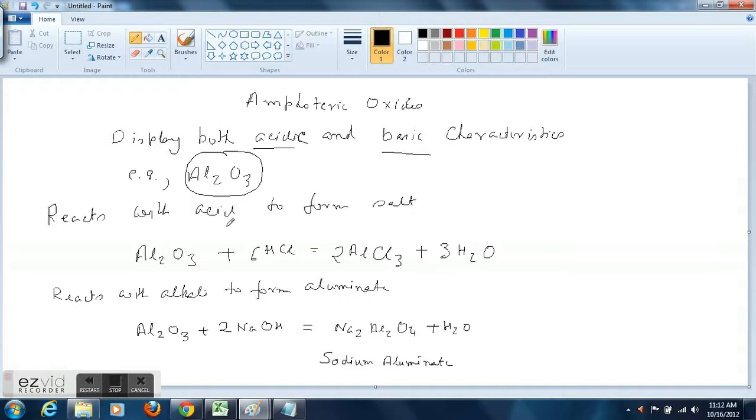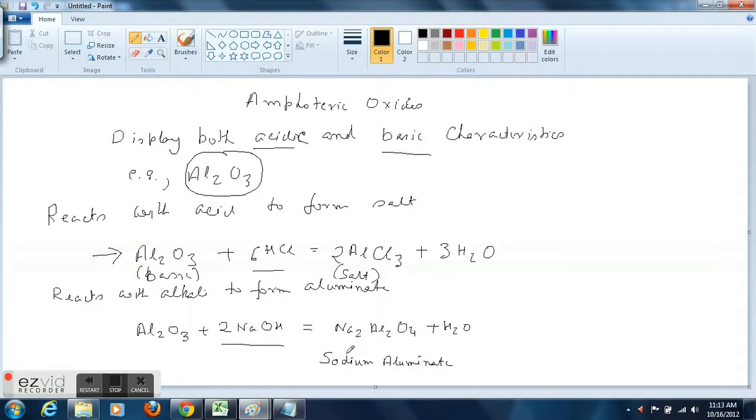Aluminium oxide reacts with hydrochloric acid, HCl, to form aluminium chloride and water. Here it is reacting with hydrochloric acid, which means it is showing a basic property, because it is reacting with acid to form salt and water. Definitely it is acting like a base. A base reacts with acid to form salt and water by definition. So in this reaction it is acting as a basic oxide.